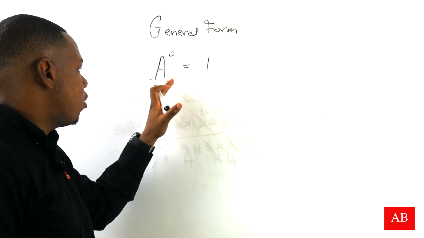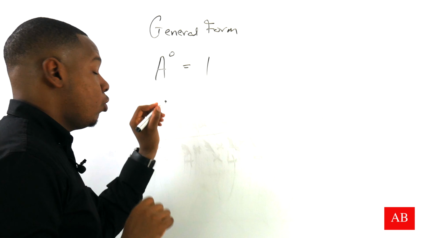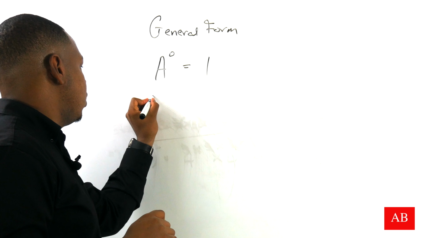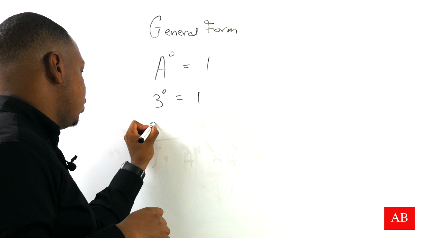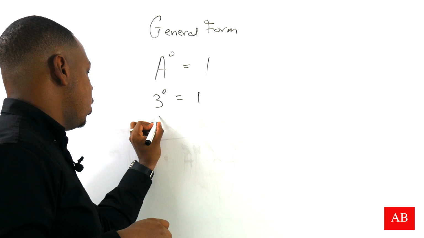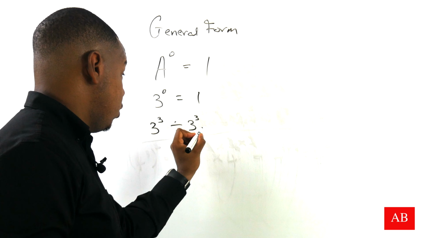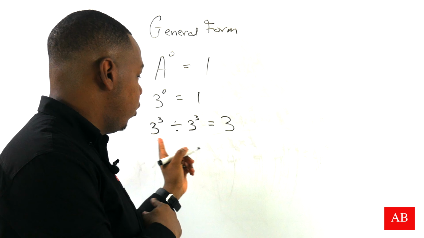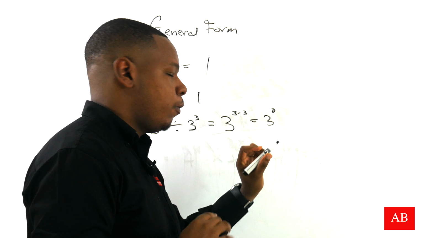Law number 4. When the base is raised to a power of 0, the result is 1. Now look at our general form. A raised to the 0 is equal to 1. Now let's try to make sense of this. So we are saying 3 to the 0 is equal to 1. Let's look at it this way. 3 cubed divided by 3 cubed is equal to 3 to the 3 minus 3. And we know this is our law 2. Which is 3 to the 0.